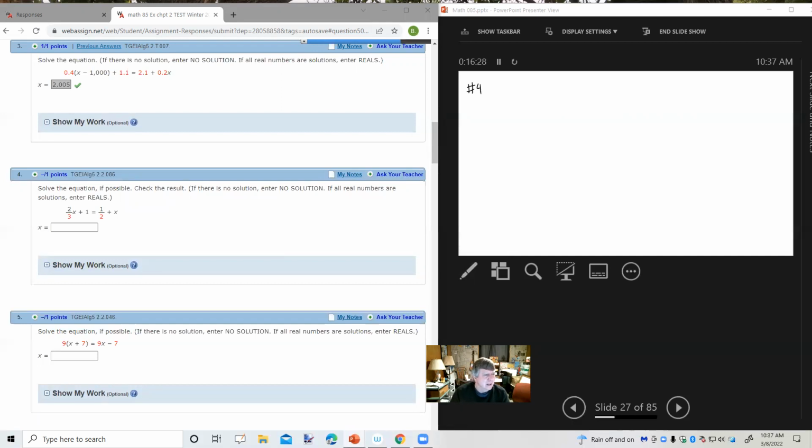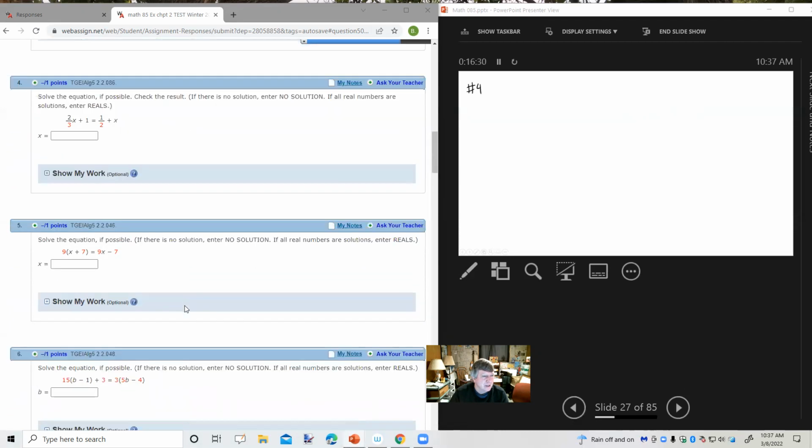All right. Number 4, solve the equation. If possible, check the result. Solve the equation if possible. Check the result. If there is no solution, enter no solution. If all real numbers are solutions, enter reals. So we have 2/3 x plus 1 equals 1/2 plus x.